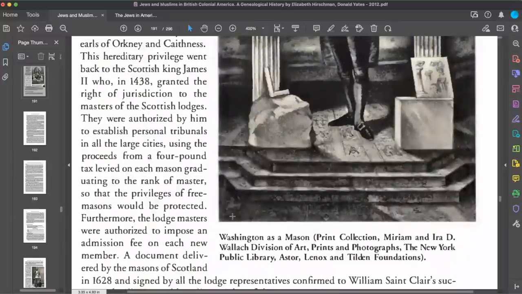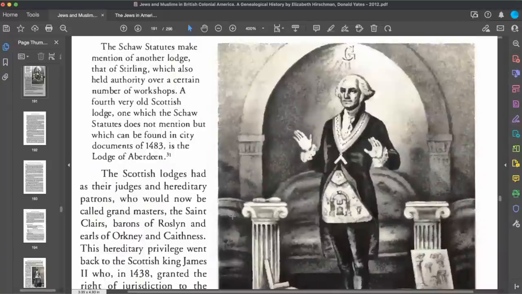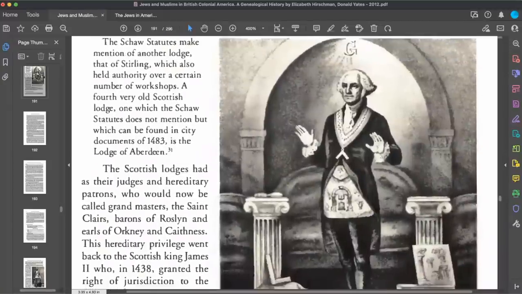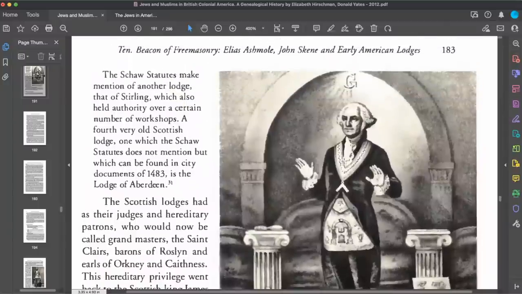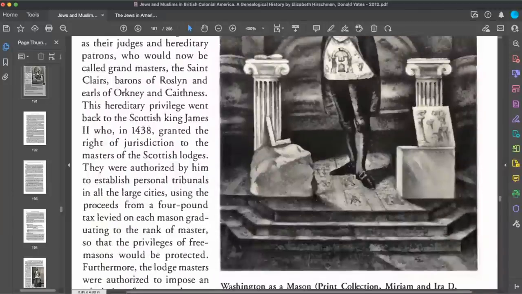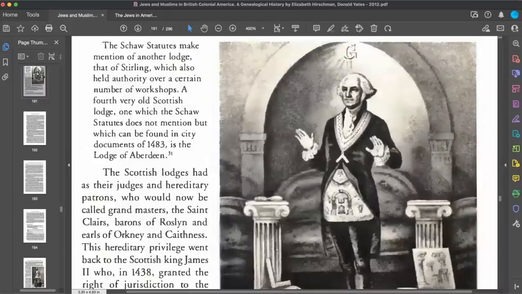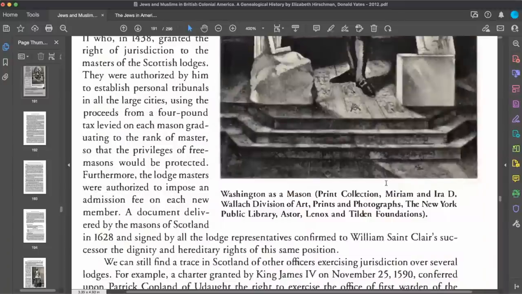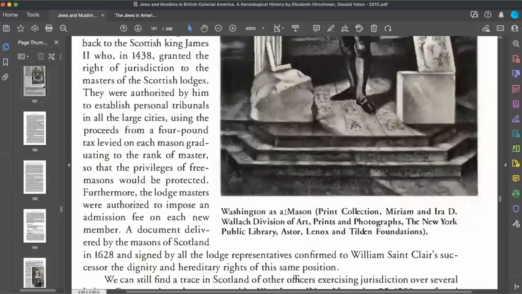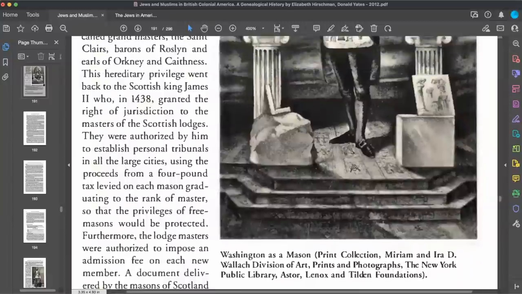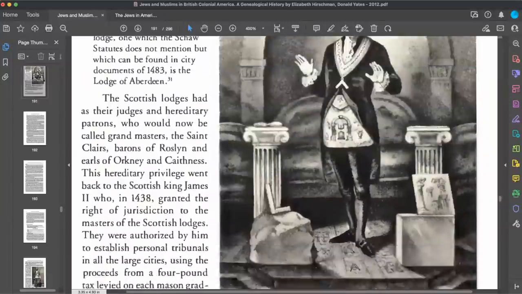All right, so before I continue, I just wanted to go over the image they're showing here, which we've seen before, most likely, of George Washington. If you guys haven't, this is an image of him in his Freemasonic gear and symbology. Now, dodge the hijack again with the whitewashing. We've got a future video. Yeah, swarthy Washington. So it says here, Washington as a Mason, print collection, Miriam and Ira D. Wallace Division of Arts, Prints and Photographs, right? So that's when they do it as a Mason, okay?